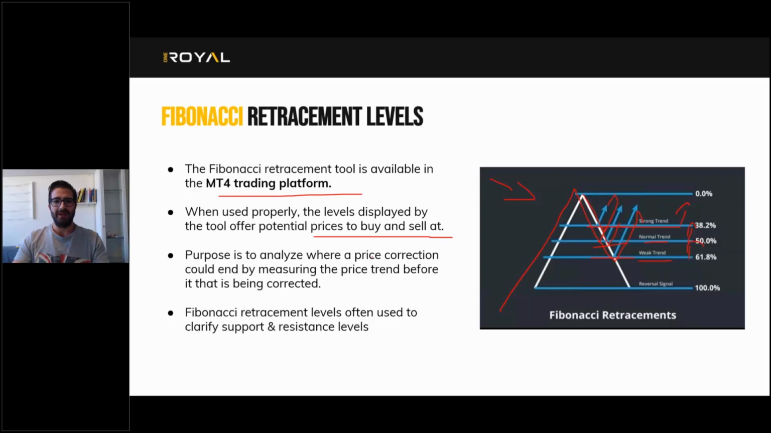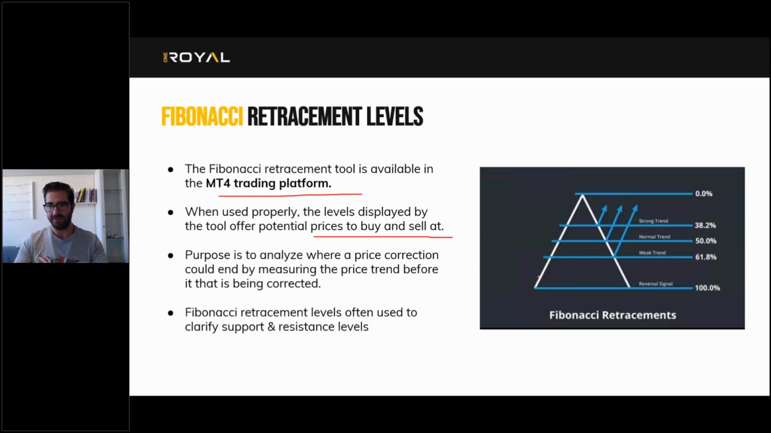The purpose is to analyze where a price correction could end. Similarly to what I have said, we will know where most probably the correction will end. If we are in an uptrend and we have a small correction, we will know where this correction will most probably end. This is how you will use it, by measuring the price trend before it was corrected. Fibonacci retracement levels are often used to clarify support and resistance levels, those levels where the market could retrace.